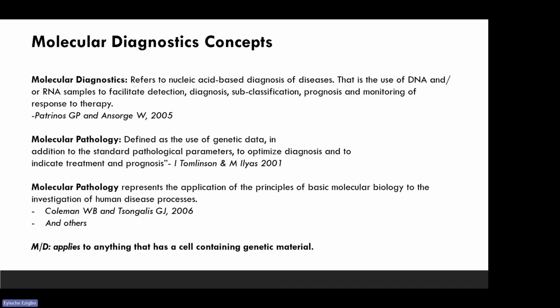So molecular pathology, as defined by Tom Wilson, is the use of genetic data in addition to standard pathological parameters to optimize diagnosis and to indicate treatment and prognosis. He added in his definition that the genetic data must be correlated with the standard pathological parameters. You don't just do genetic data evaluation in isolation from the standard pathological parameters, that is, using the serum or other body fluids. That is what he's trying to bring up in his definition of molecular pathology.